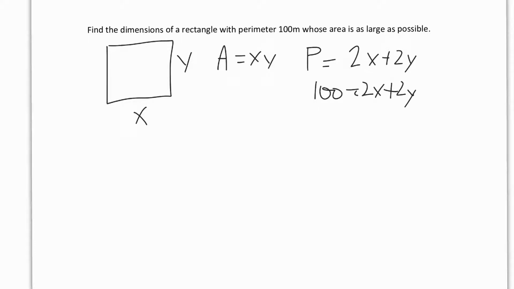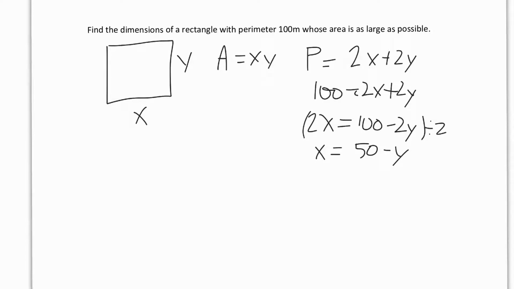I want to isolate for, let's say, x. So 2x equals 100 minus 2y. So x equals 50 minus y if I divide everything by 2. So here what I did was I divided by 2.